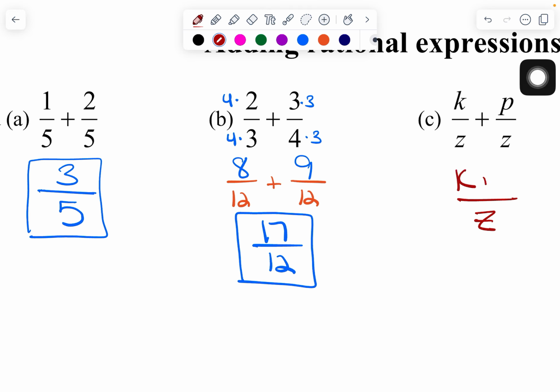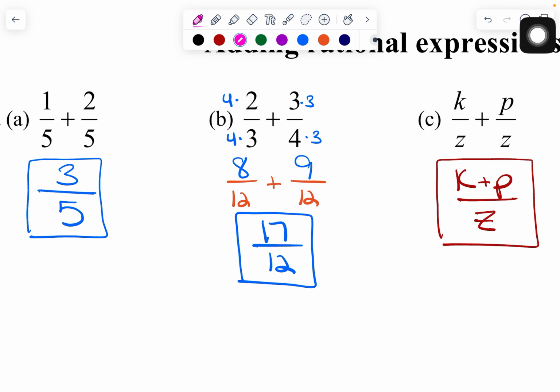Well, the numerator is K plus P. I don't know what those are. They're not like terms to each other. So yeah, part C is done. That's as simple as that's going to get. So we're not doing anything else with these.